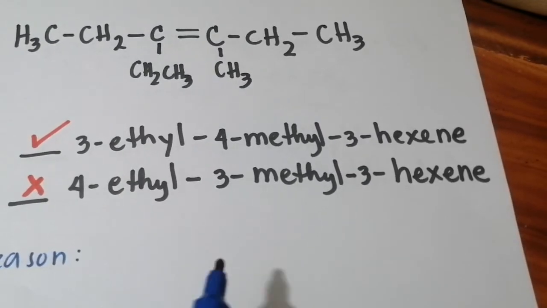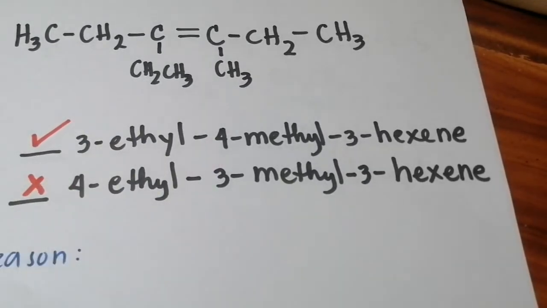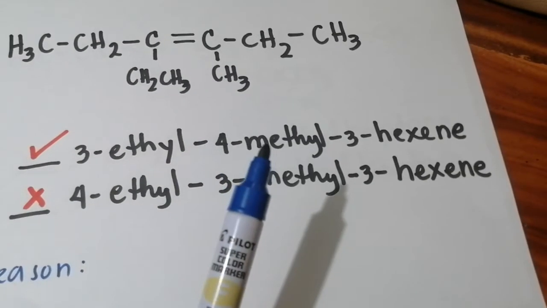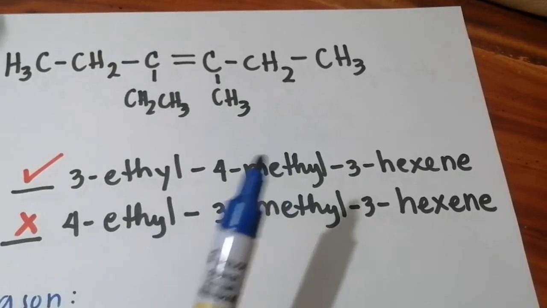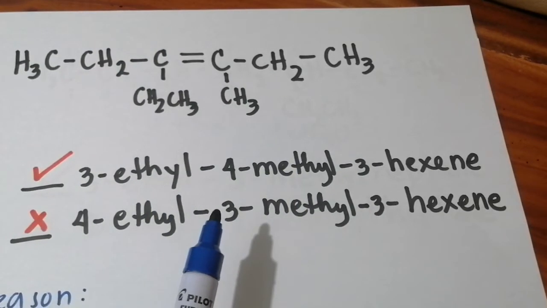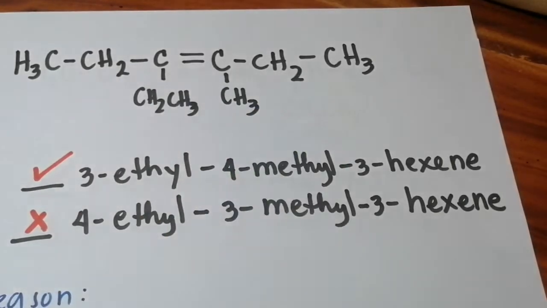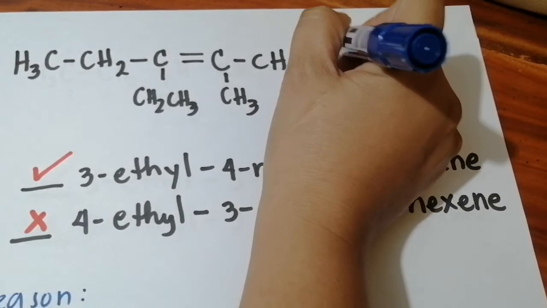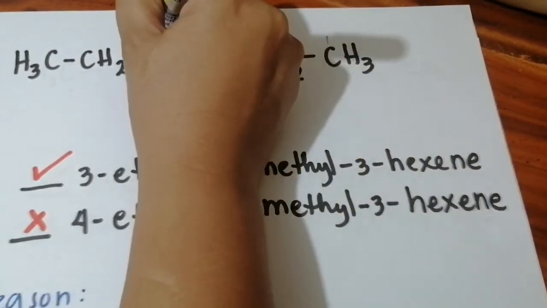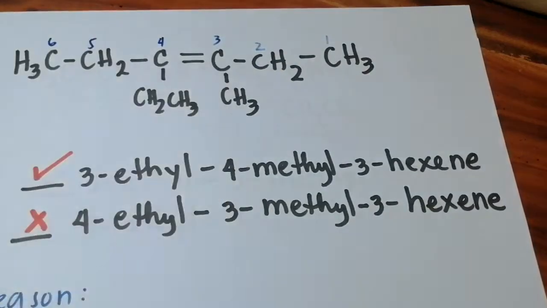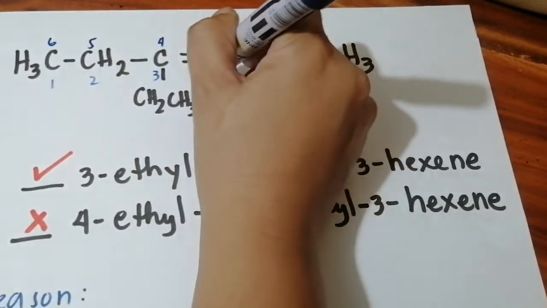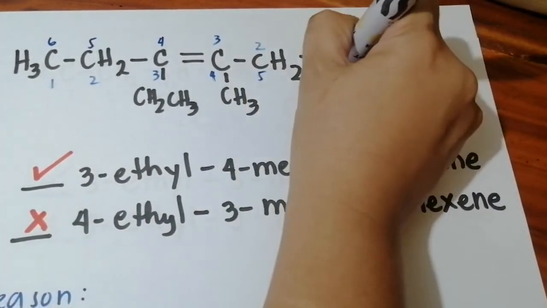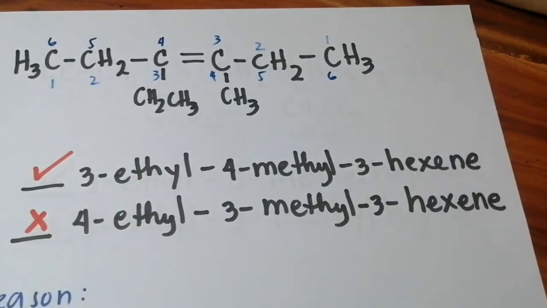Next, what if we have this? In this example, it's an alkene. According to the rule for alkenes, we have to look at the position of the double bond, always the nearest. So if we count, starting from here, we get 1, 2, 3, 4, 5, 6. If we start from here, we also get 1, 2, 3, 4, 5, 6. As you can see, they are the same again.